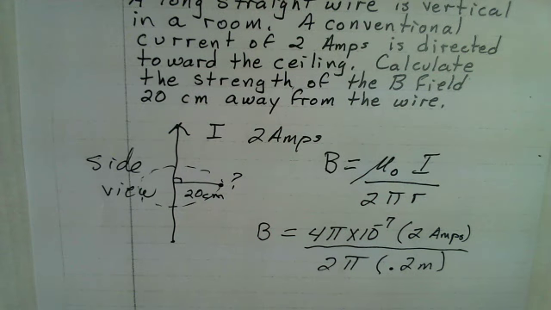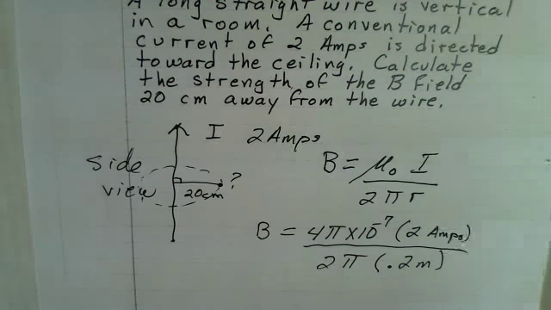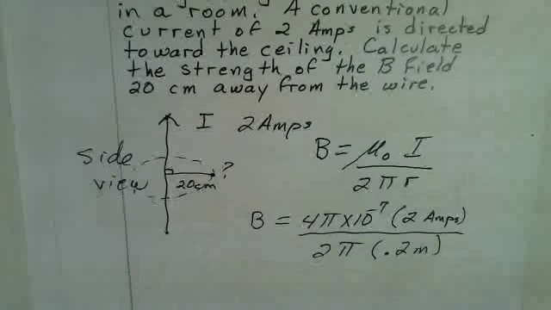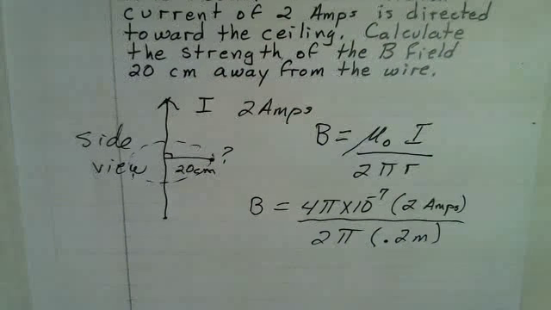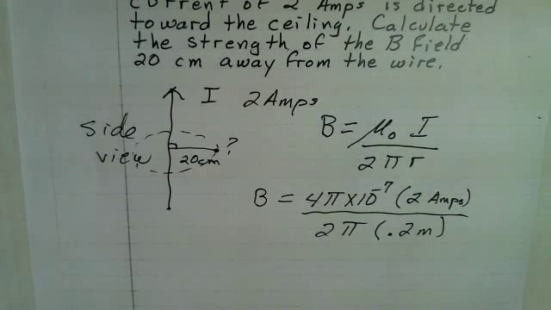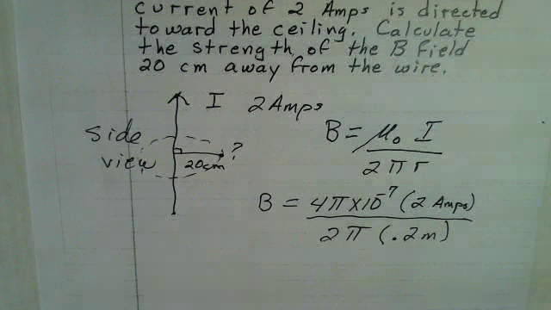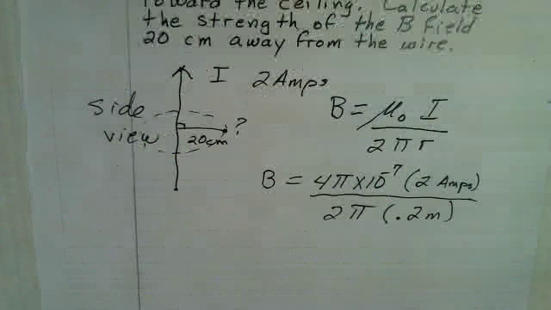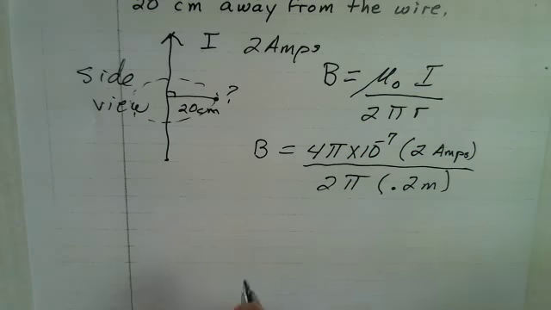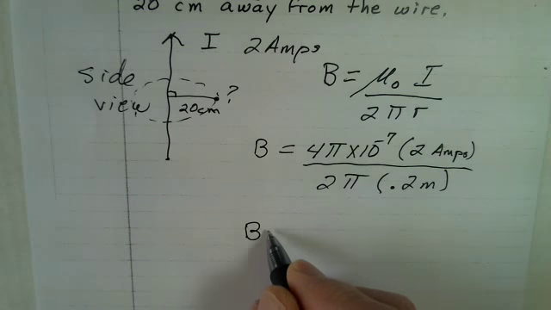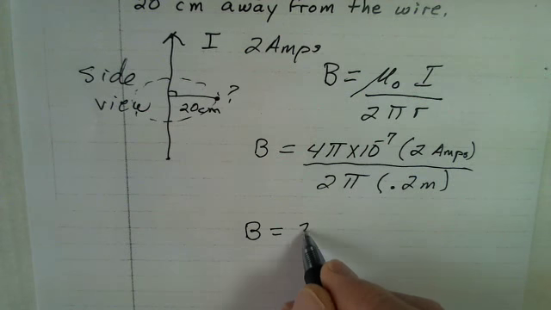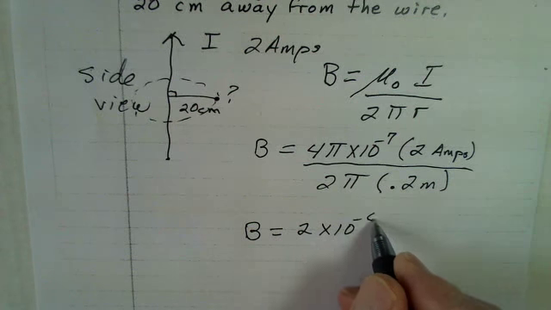So 4 pi times 10 to the minus 7, that's the constant for our magnetic formulas. And you should pause the video here and do this calculation in advance of seeing the answer. But pause now and see if you get my answer. And on my calculator, I came up with 2 times 10 to the minus 6 teslas.